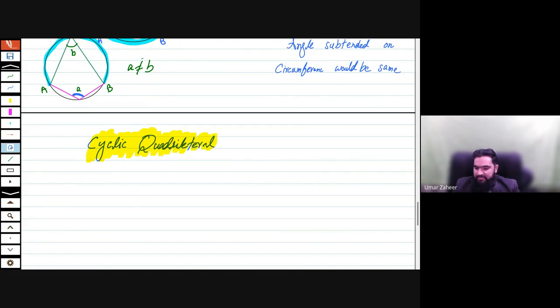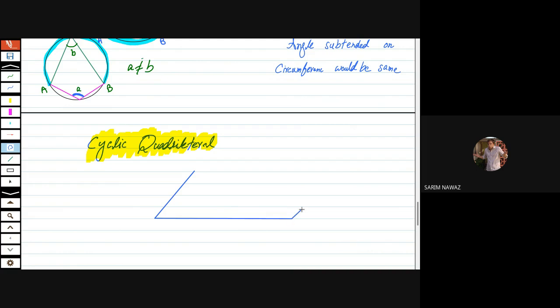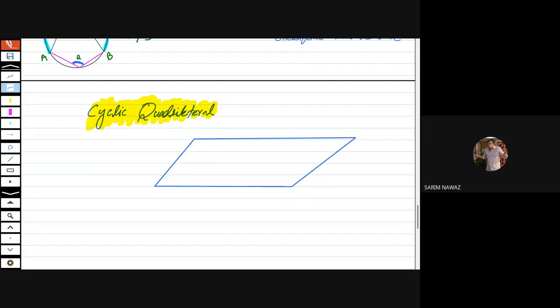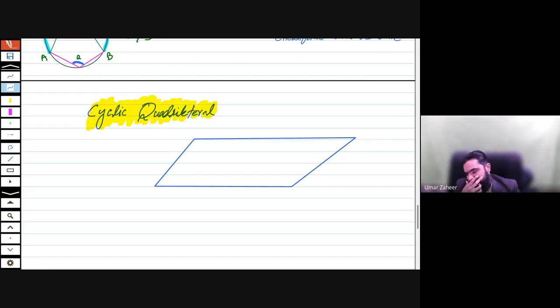Yes, any idea what is a cyclic quadrilateral? A quadrilateral that has all its four vertices on the circumference of the circle. Yes, you are talking about circle properties. If all the vertices are on the circumference, that quadrilateral is known as cyclic. But what is cyclic? The question was, what is cyclic?